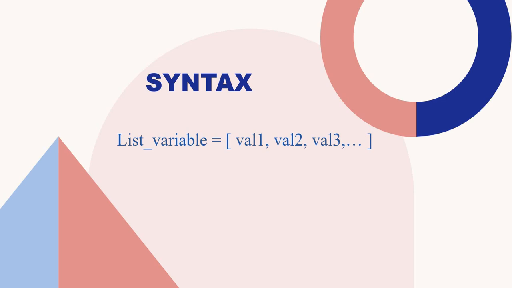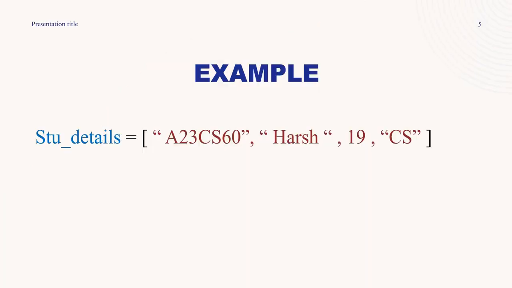Syntax for creating a list. List name. Elements of the list are specified within square brackets. List name is student details. Elements of the list are roll number, name, age, and department.